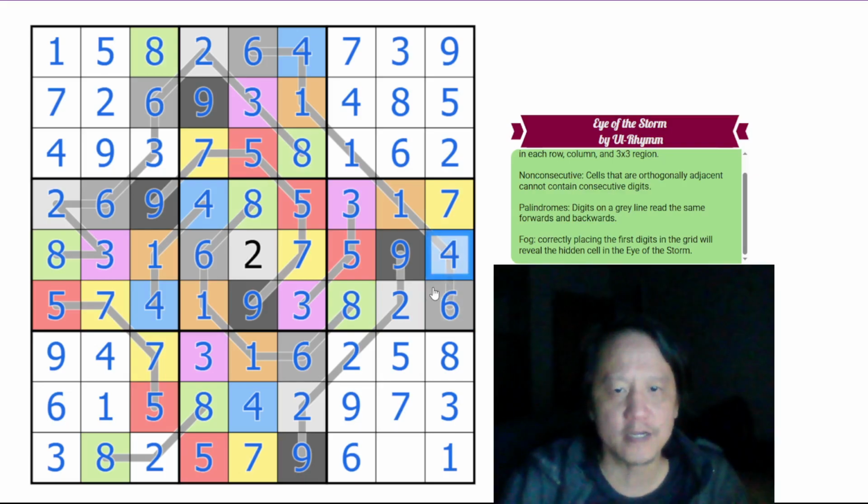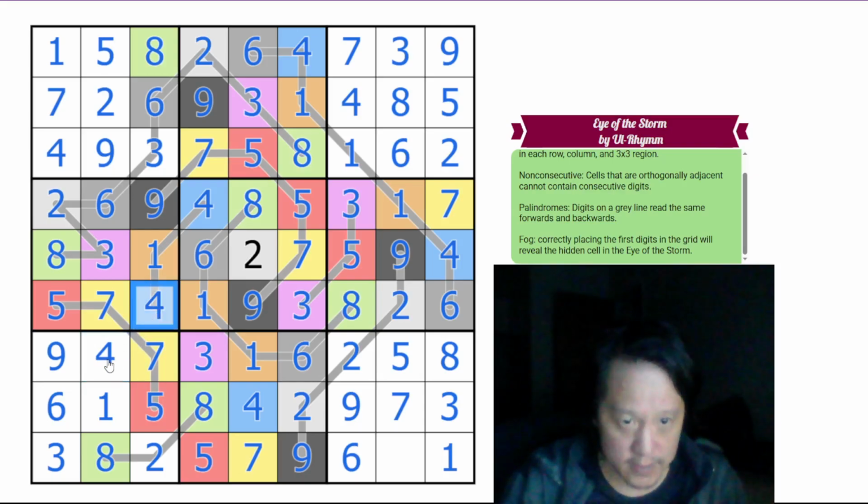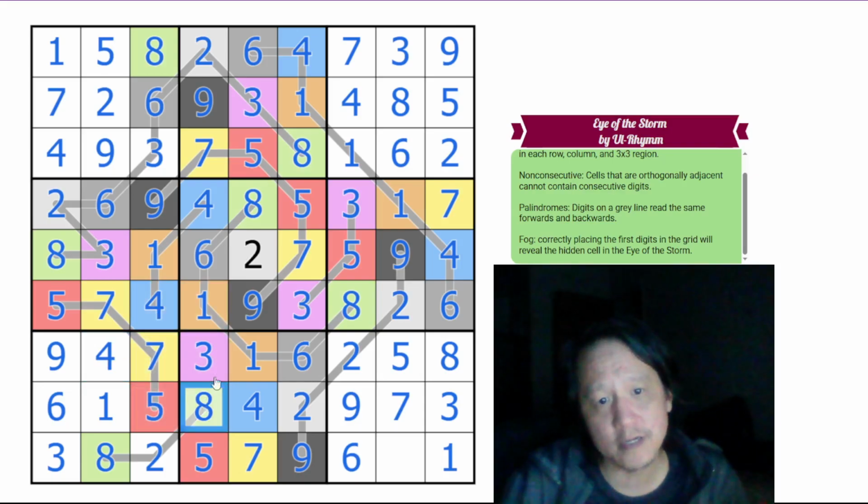6 does not have 5 or 7. 2 doesn't have 1 or 3. 8 doesn't have 7 or 9. And 3 doesn't have 4 or 2. 9 doesn't have 8. 1 doesn't have 2. 4 doesn't have 3 or 5. 7 doesn't have 6 or 8. 5 doesn't have 4 or 6. 9 doesn't have 8. 4 doesn't have 5 or 3. 7 doesn't have 6 or 8. 3 doesn't have 2 or 4.